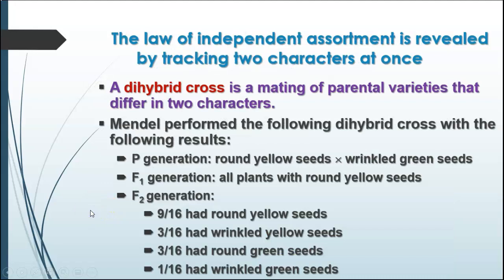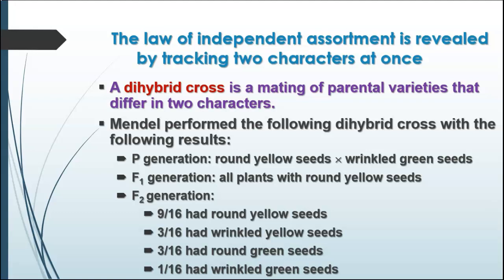The law of independent assortment is something we talked about also in meiosis, the fact that the chromosomes are independent of each other in the way they separate. And so we're going to look at that in terms of genetics by looking at two characters at the same time. So a dihybrid cross is when you have parental varieties that are different in two characters.